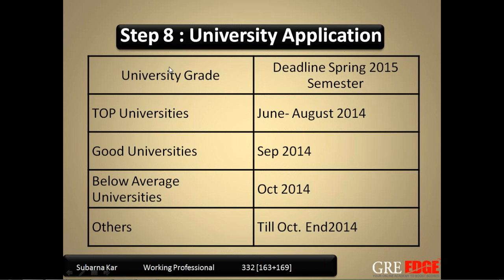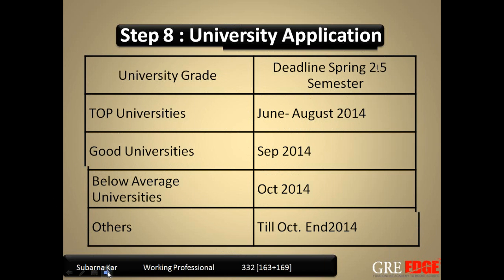Now going on to university applications, the below average universities have their deadlines in October 2014, so you should keep a check on that. Other universities which are below average will have their admission deadlines till October 2014. So you should keep in mind all those details about university applications. This was for the spring 2015 semester.